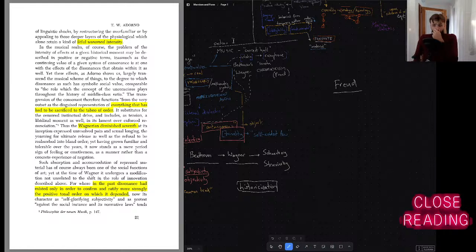So I'm just going to go through the terms that are introduced here, and then we'll talk about the dimension in which they are used and what they might mean in relation to Jameson's argument. The first one, on this page that we're looking at, is the idea of taboo, right? And it's a very specific framing of the idea of taboo, which is to say everything that has had to be sacrificed to the taboo of order. So order itself is a taboo, or order itself implies something to do with taboos.